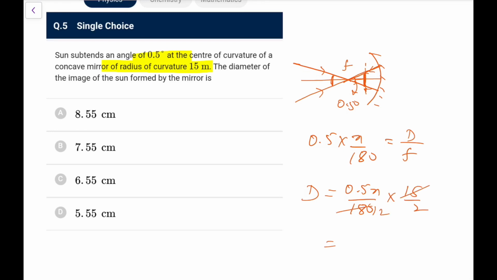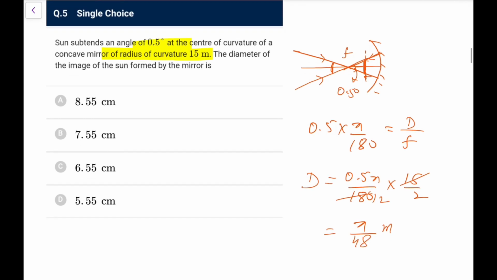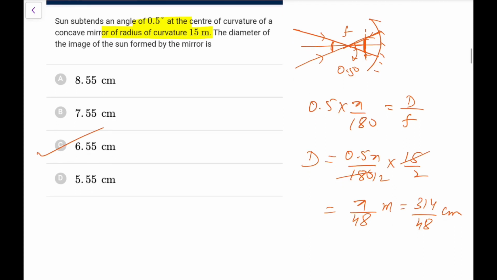So this is 12. So this is pi by 24. Pi by 24 into 2. This is pi by 48. I can write. So it is pi by 48 meters, or you can write 314 upon 48 centimeters. So if you do this, it will come out as 6 point something, I'll guess. So 6.55 centimeter you can go for.